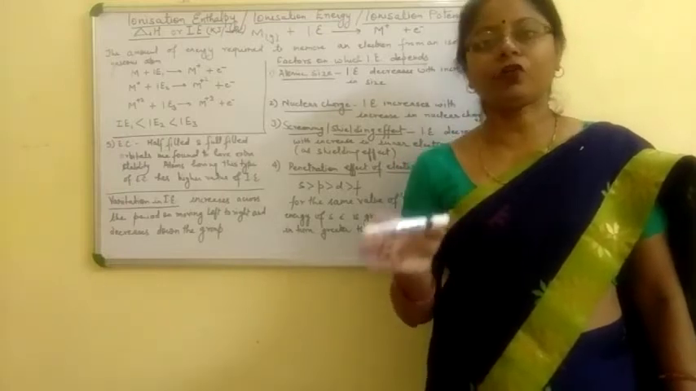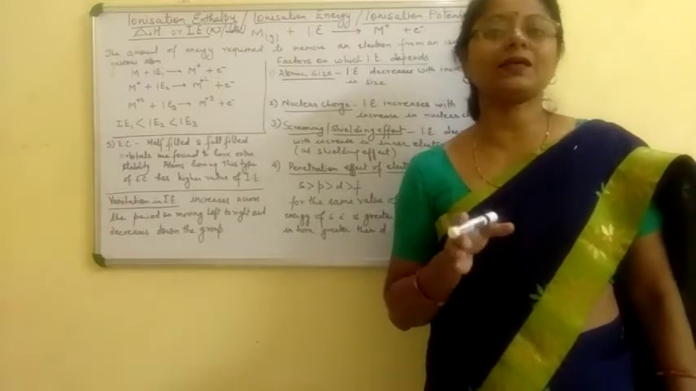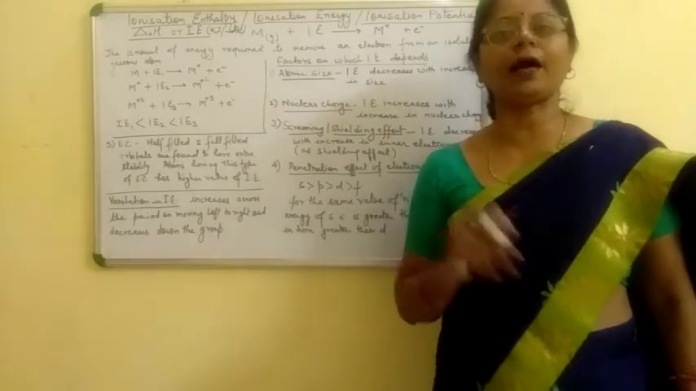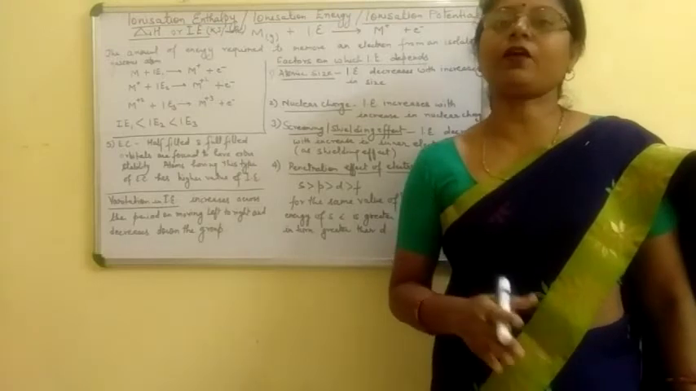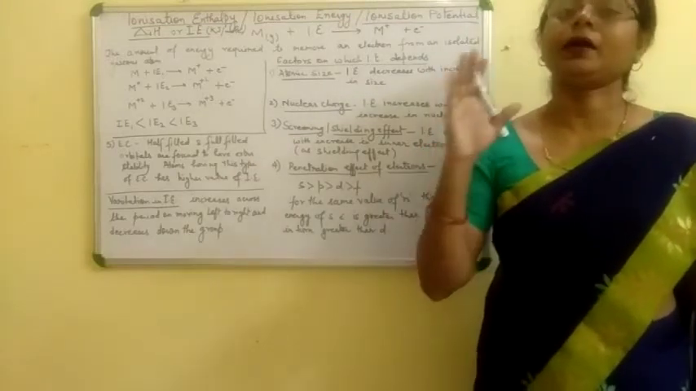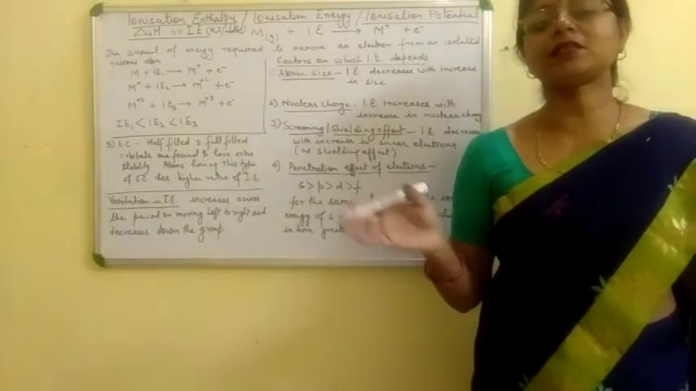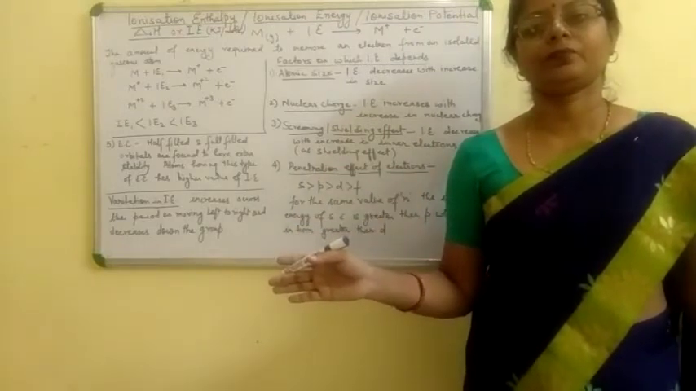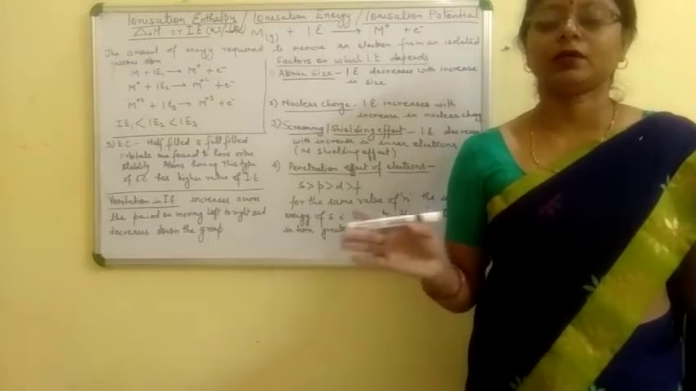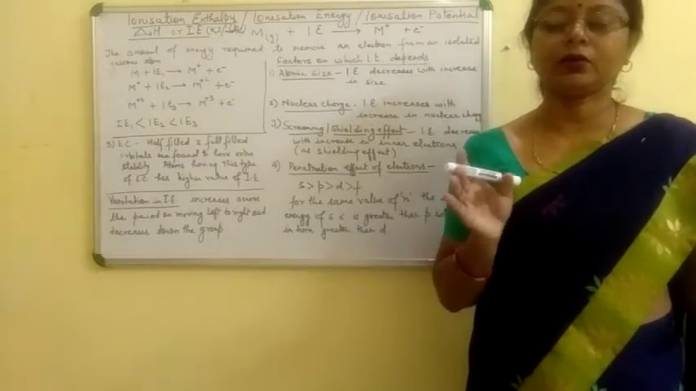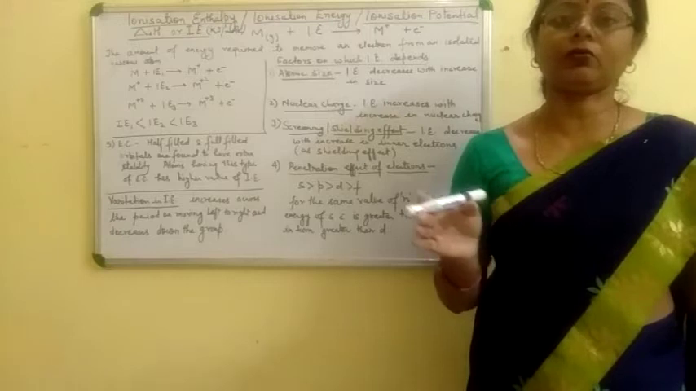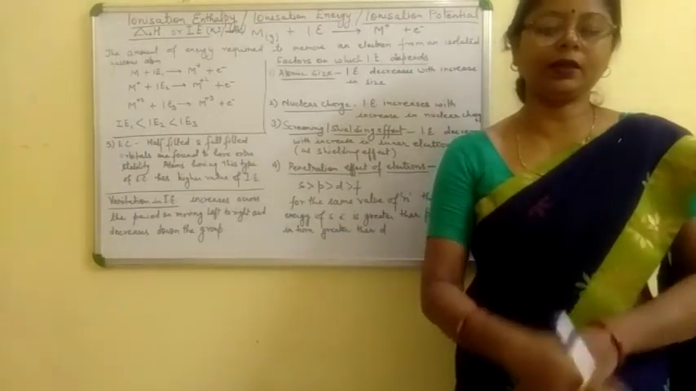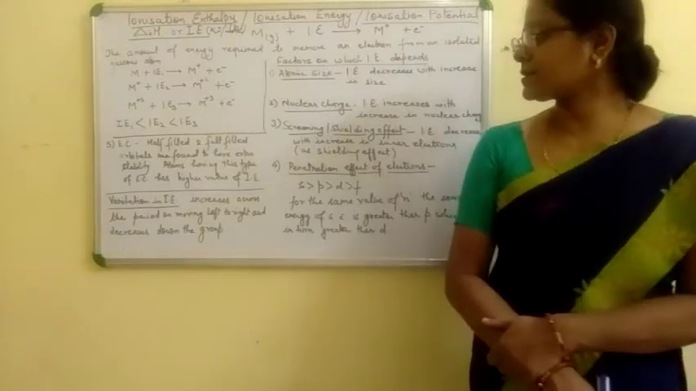Half-filled or fully filled orbitals cause extra stability, and because of this they have a higher value of ionization potential. That's why in the period noble gases have maximum ionization potential. They do not allow the electron to be removed from the atoms. They have stability.